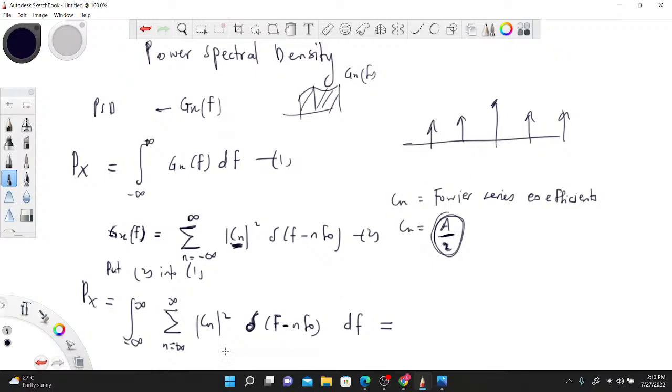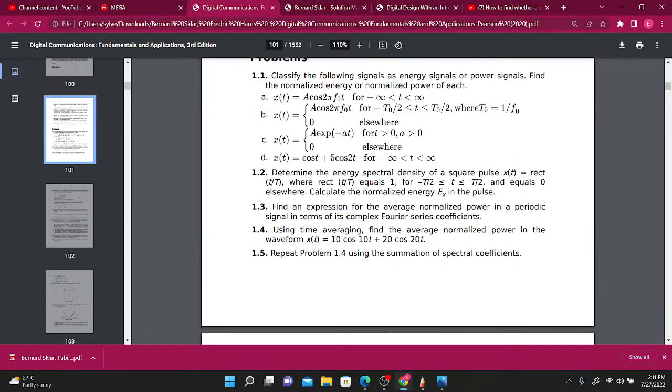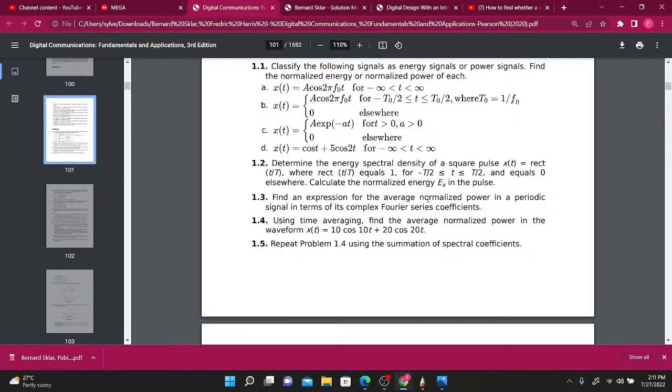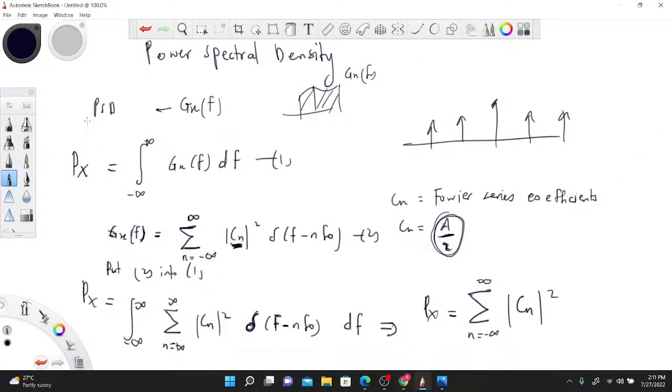Okay, so actually this integral will just give me, so this implies that P of x is equal to the sum of just the square of the Fourier series coefficient. So look here, there's a question: find an expression for the average normalized power in a periodic signal in terms of its complex Fourier series coefficients. So that's the question I've answered here.